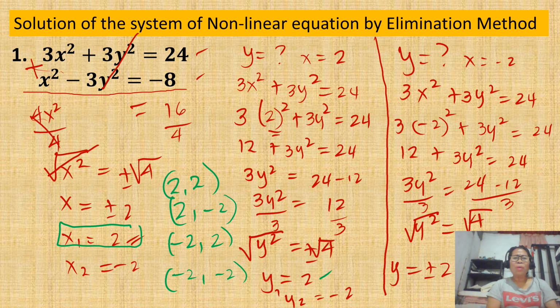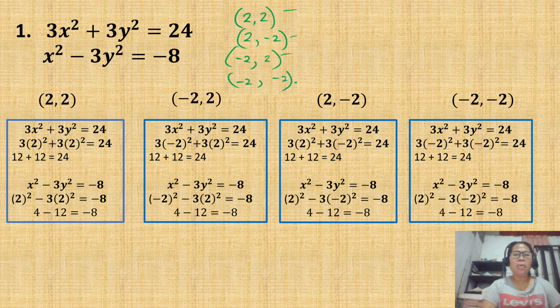So how do we know if these four solutions will satisfy the system? So let us try to check. So far, the different solutions to the system are (2, 2), (2, -2), (-2, 2), and (-2, -2). So how are we sure if they are really the solutions to the system? We are able to check using its pair.